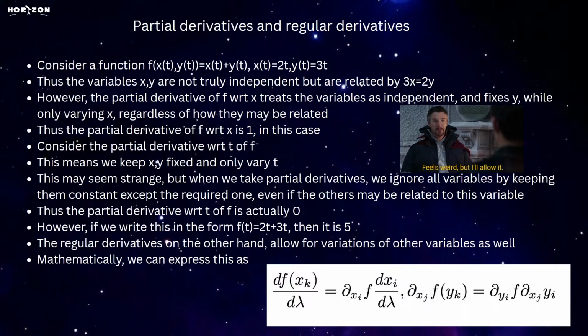So this was for partial derivatives and how they work, but regular derivatives do not work that way. They allow for variation of other variables as well, and we use the chain rule in that case, which has been mathematically expressed in the below picture.